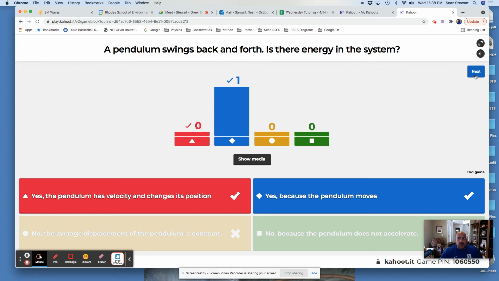Why is red also correct? Changes position is a fancy way of saying moves. So that would also be right. So if you said red, you're good. You realize the fancy answer is also right.